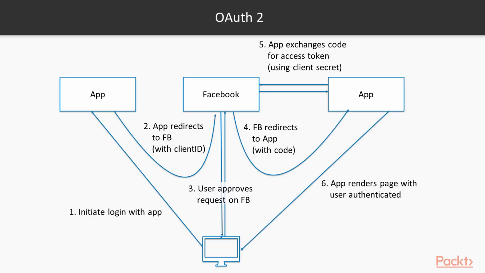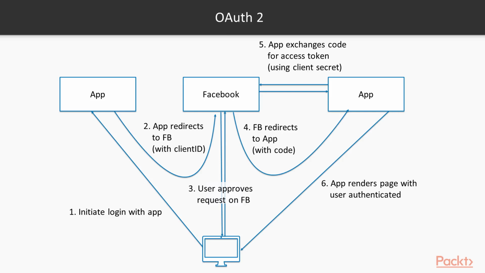Well, the user starts by initiating login by requesting a URL from our site. We then redirect the user to Facebook, including, along with that request, a client ID and a redirect URI. The client ID tells Facebook which application is requesting OAuth, and the redirect URI tells Facebook where to send the user once they've approved the login.